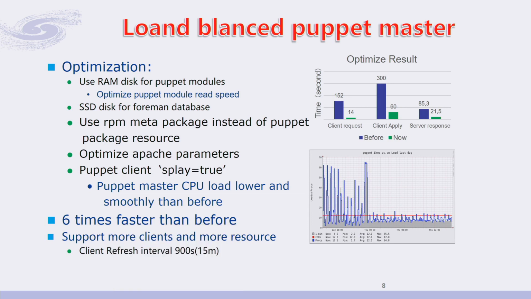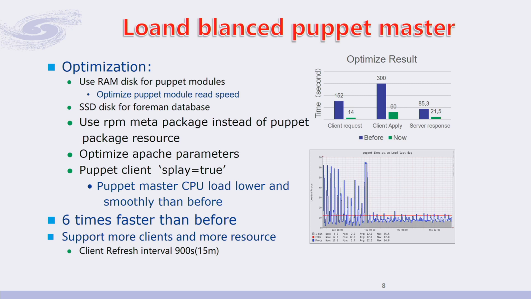We have made some optimization to support more clients. When the Puppet master serves, it will read some Puppet modules located on the disk. So use a RAM disk. It's very fast for the Puppet module read speed. And use an SSD disk for the Foreman database.